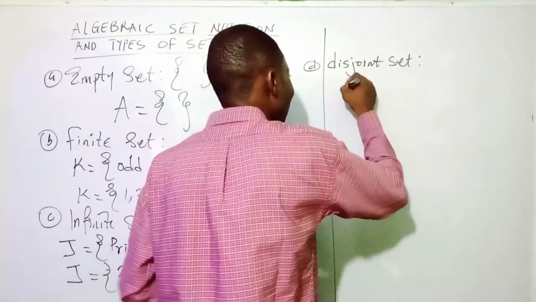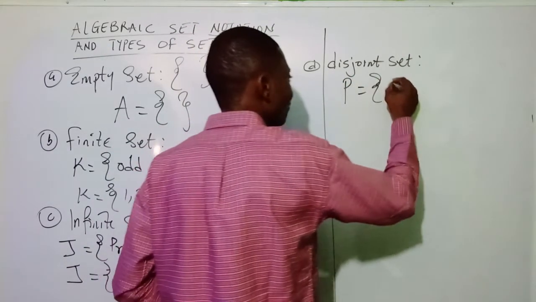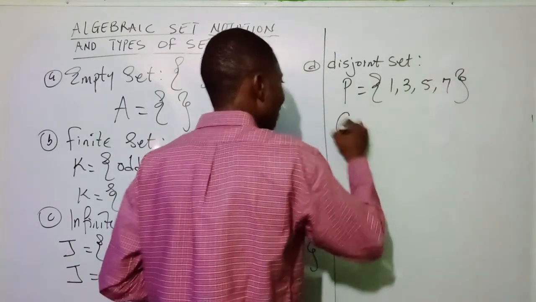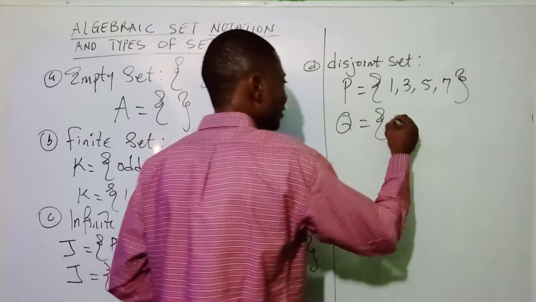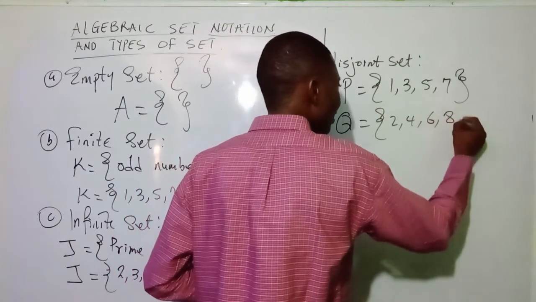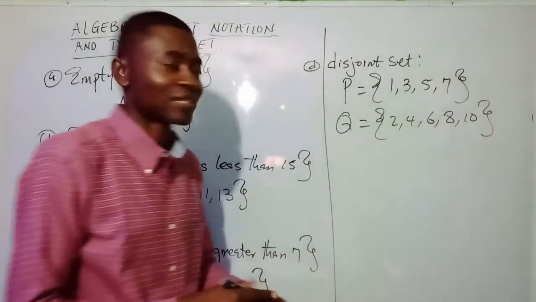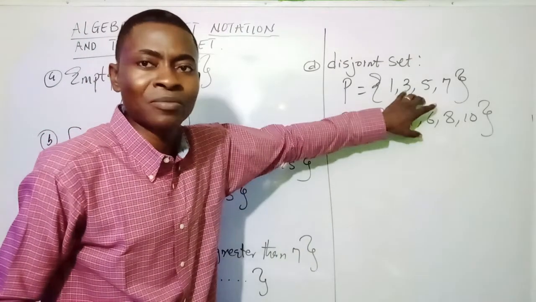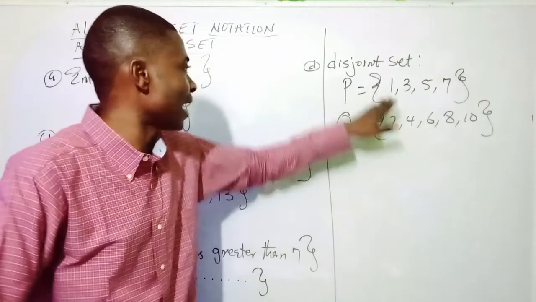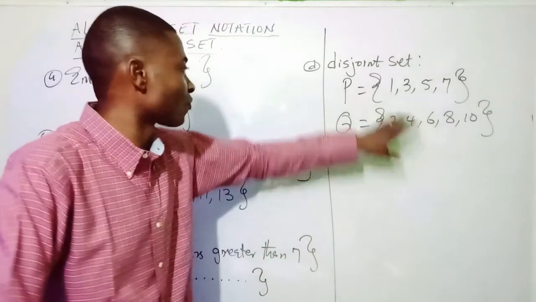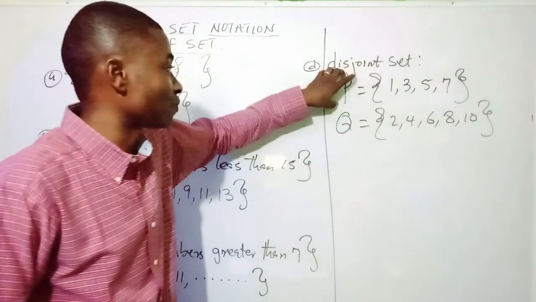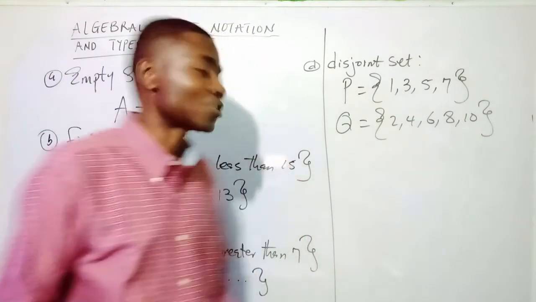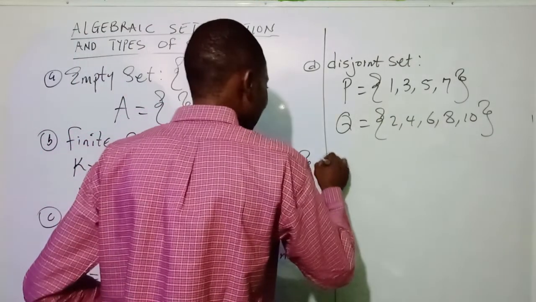For instance, I have set P with 1, 3, 5, and 7, and I have another set Q with, let's say, 2, 4, 6, 8, 10. Look at these two sets. Set P and set Q can be said to be disjoint sets, since both of them do not have any common element. The elements in set P are totally different from the elements in set Q.